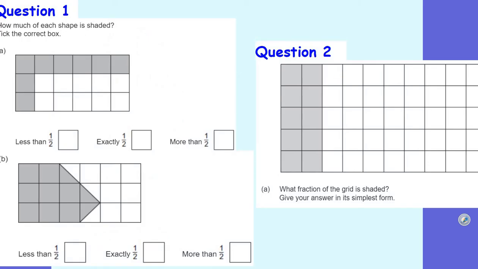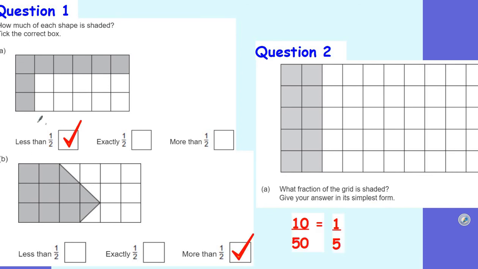And finally, for the last part of the lesson, please can you have a go at these 3 exam questions. The first one asks, how much of each shape is shaded? Tick the correct box. Is this a half? Is it less than a half, or is it more than a half? Is this one less than a half, exactly a half, or more than a half? And for question 2, what fraction of the grid is shaded? Remember to give your answer in its simplest form. Pause the video for a couple of minutes and have a go at that now, please.